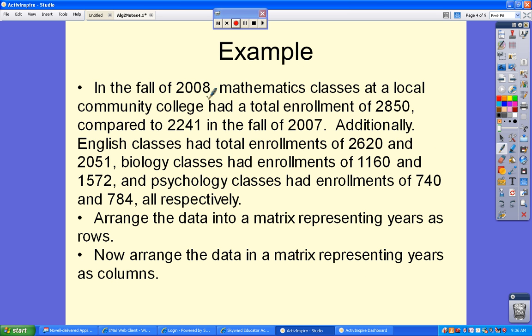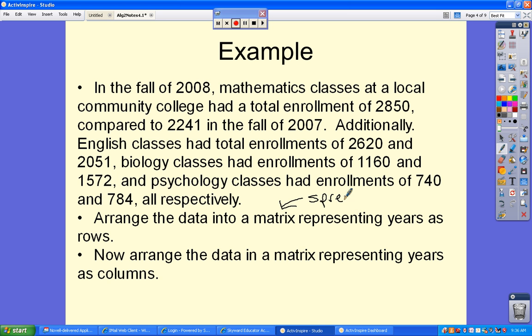Alright, so here is an example of a way we can use a matrix to organize data. In the fall of 2008, math classes at a local community college had a total enrollment of 2,850 compared to 2,241 in the fall. Additionally, English classes had blah blah blah. Biology classes had blah blah blah, and psychology classes had blah blah blah. They wanted to arrange the data into a matrix representing years as rows, okay? If you were going to organize this, if I just gave this to you, a lot of you might go to a computer and use a spreadsheet.